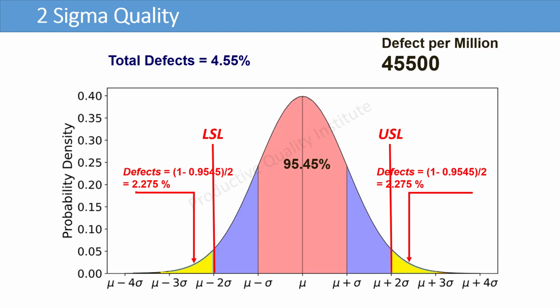Total defects are equal to 4.55%. In other words, the number of defects per million opportunities, or produced items, is 45,500.